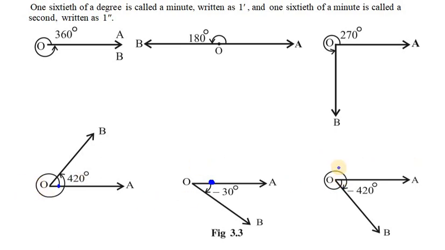Similar to it, it depends on the initial side and the terminal side. Here the initial side is this, and the direction is again clockwise, so it needs to be negative, minus 420. So it all depends on the direction. You just need to remember the direction: for positive we have anti-clockwise, for negative we have clockwise.